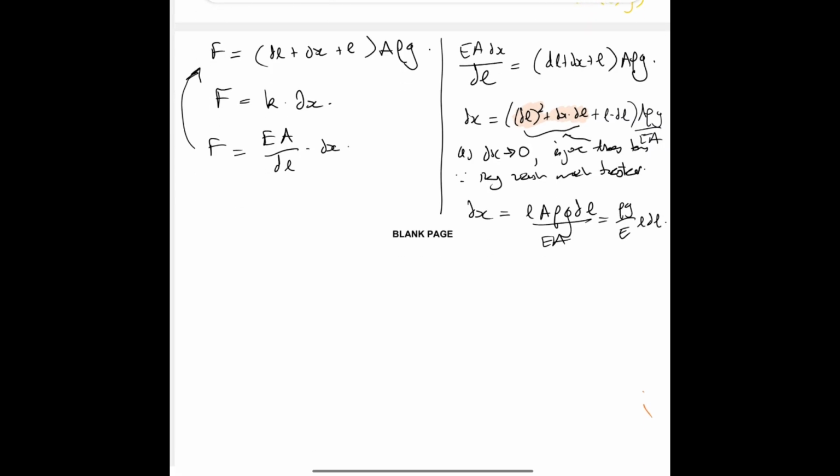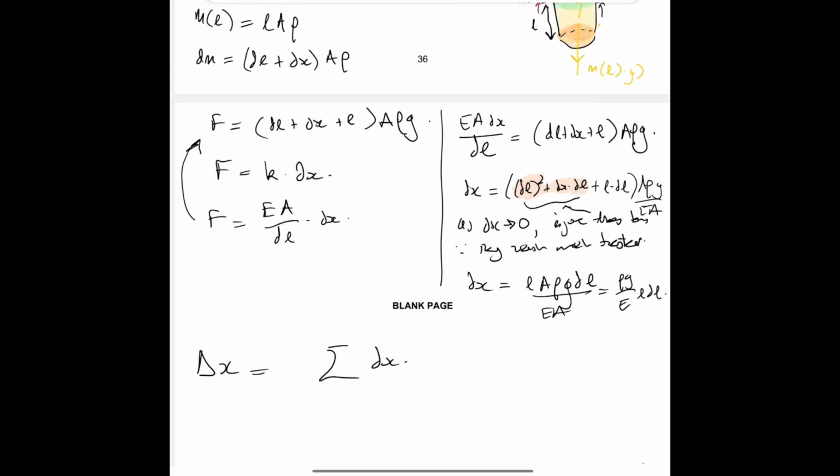And now this is what we do. To find the total extension, we basically have to sum up all the small extensions going from the disk. So I'll just write it here: for all disks starting at the bottom of the cable to the top. Just write that in words.